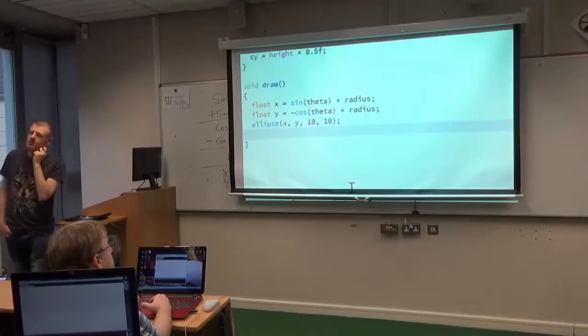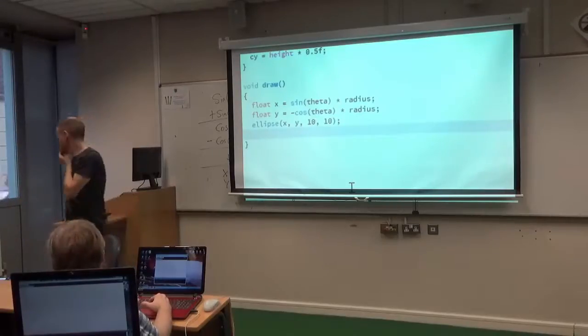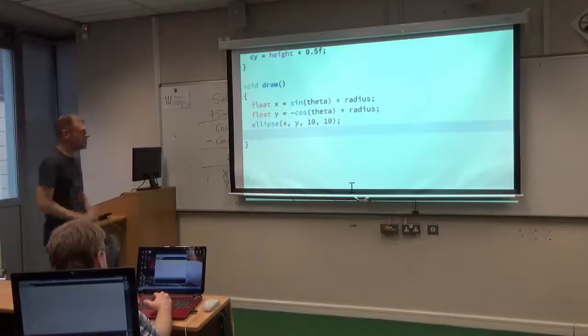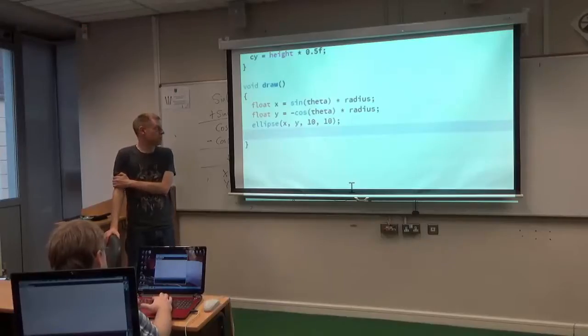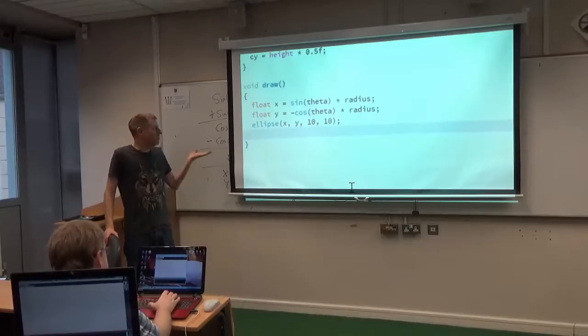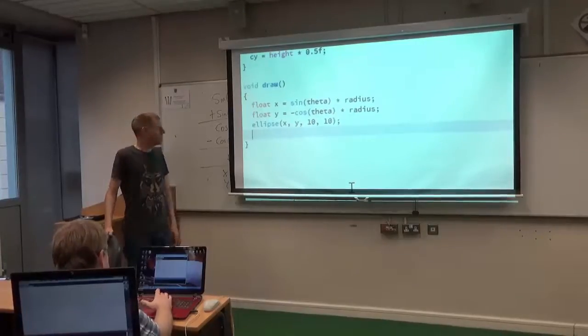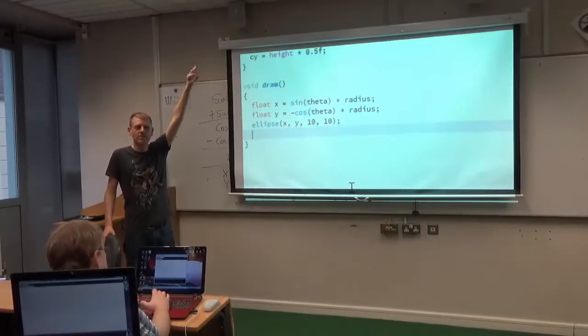If you don't believe me, type sine of 0 into your calculator and tell me what you get. Sine of theta is going to be 0, multiplied by the radius is 0. Minus the cosine of theta will be, so the cos of 0 is going to be what? Type it into your calculator. Cosine of 0 is 1. So minus the cosine of theta will be minus 1 times the radius. So obviously the 0th point is right at the top of the circle.